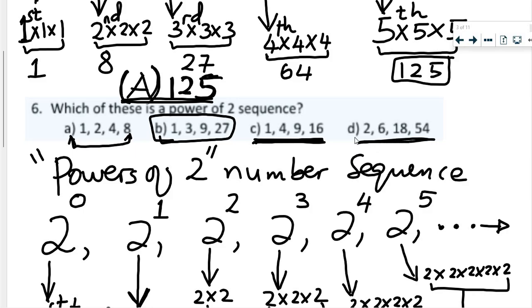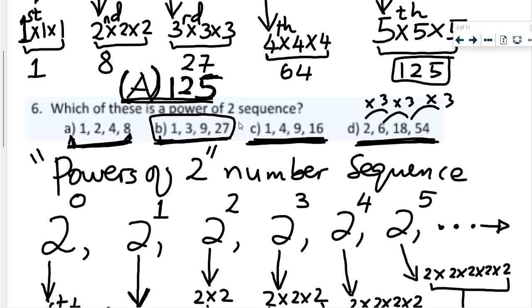How about these ones? This is just a sequence which has been obtained from 2 to 6, multiply by 3. From 6 to 18, multiply by 3. From 18 to 54, multiply by 3. This is just a sequence. But this one is a sequence of square numbers. This is a sequence of powers of 3, and this is a sequence of powers of 2.